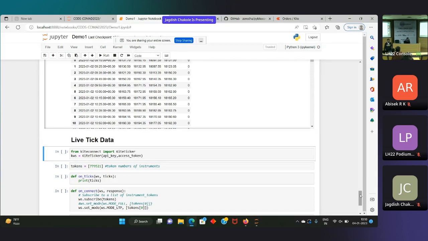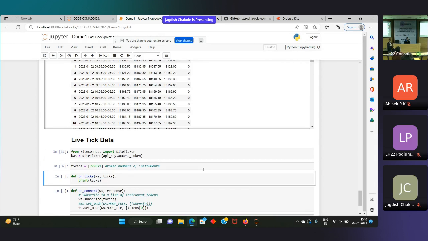Now tick data. Tick data means whenever the price changes, we get that price and the parameters attached with that price. For that there is a module called kite ticker. I am importing that. By using that, I can fetch the live tick data.